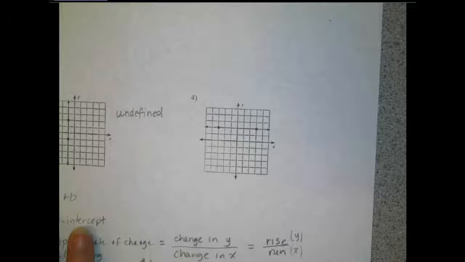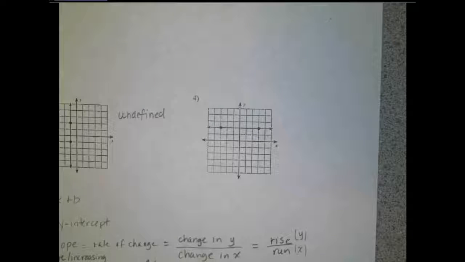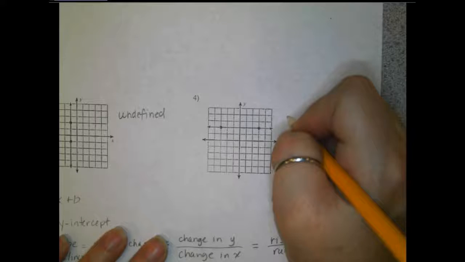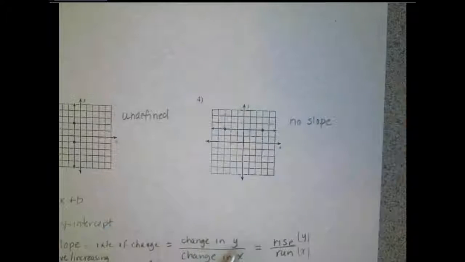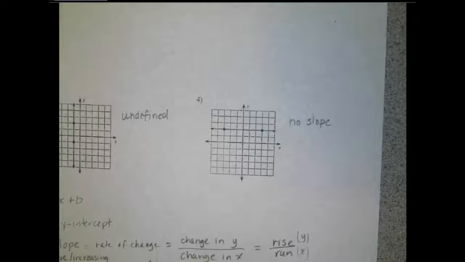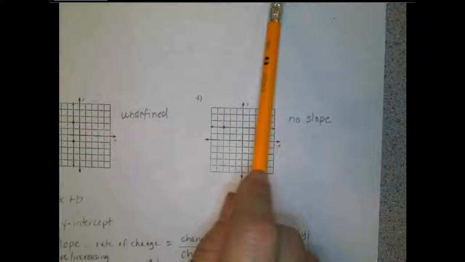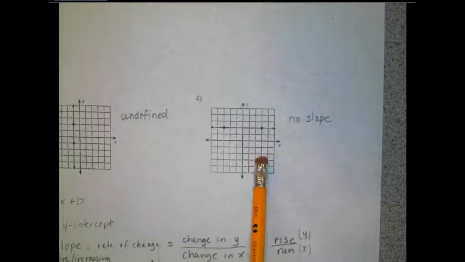What about number 4? Beautiful. What do we say? No slope. So now I've done an example of all 4 different types of slopes that we have. We have a positive, a negative, undefined, and no slope.